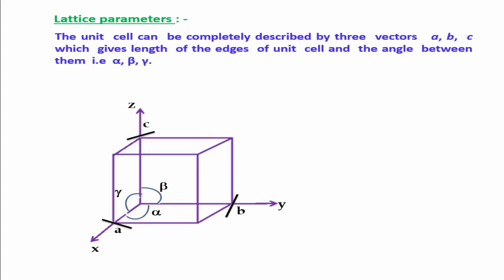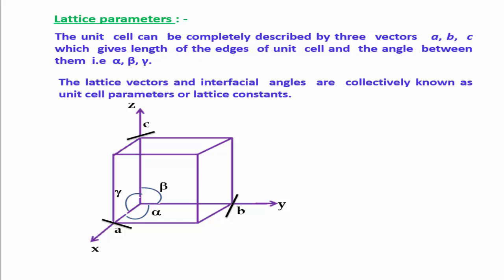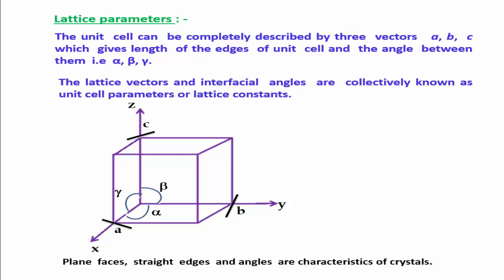The unit cell is described by three vectors a, b and c which give the lengths of the edges of the unit cell, and the angles between them, that is alpha, beta and gamma, which are called interfacial angles. The lengths of the edges of a unit cell, that is lattice vectors, and interfacial angles are collectively known as unit cell parameters or lattice constants. A crystal consists of plane faces, faces meet to form edges and edges intersect to form angles. These plane faces, straight edges and angles are called characteristics of crystals.